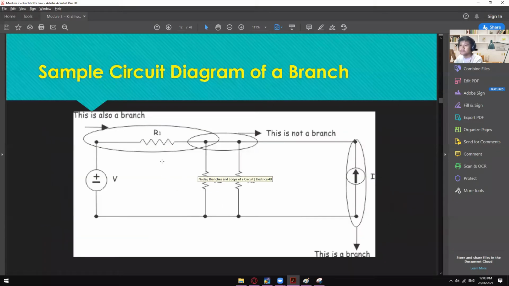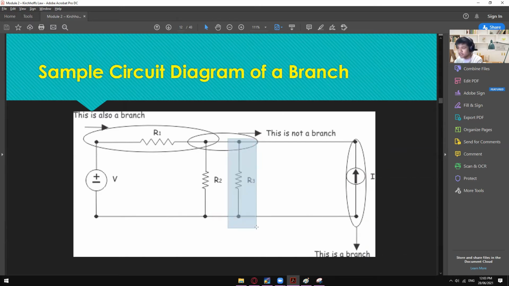Here's a diagram when it comes to a branch. We have a node right here and another node right here, and it has a component inside. Then we can call this one a branch. But in here we have a node and another node, but it doesn't have a component between them, so we cannot call this one a branch. We can only call it a branch if there is a component between the two nodes. Like for example this one, another node, and it has a component inside of it, and that is also a branch.